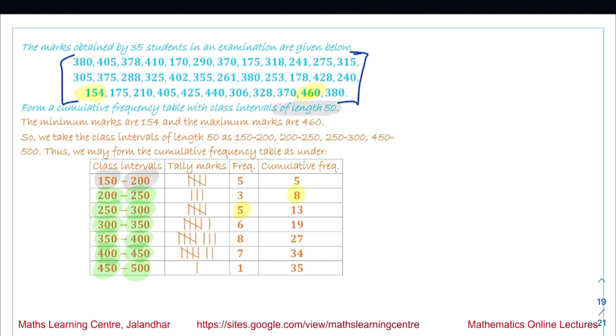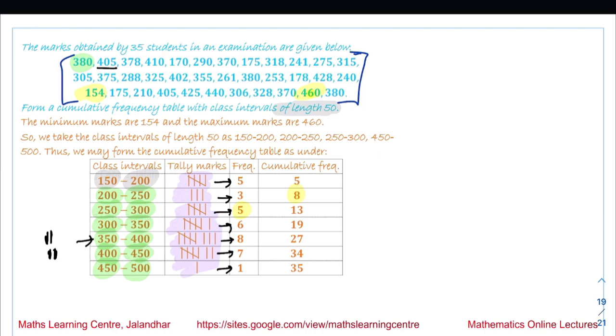Now if you look at these values over here, the first value is 380, and 380 will lie in this interval over here. We have put the tally mark over here. Then 405 will lie in this, 378 will lie over here, then 410 will lie over here. Likewise we put the tally marks, and these are the tally marks over here, and corresponding to this we obtain the frequencies. These are the frequencies. Next we have to write the cumulative frequency.